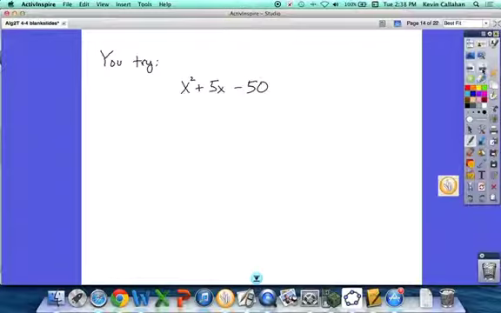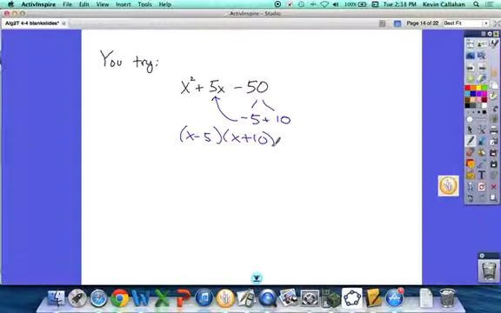What do you got? Negative 5, positive 10. Does that work? No arguments. Everybody agrees. Negative 5, positive 10. If you multiply them, you get negative 50. If you add them up, you get 5. x minus 5 times x plus 10.